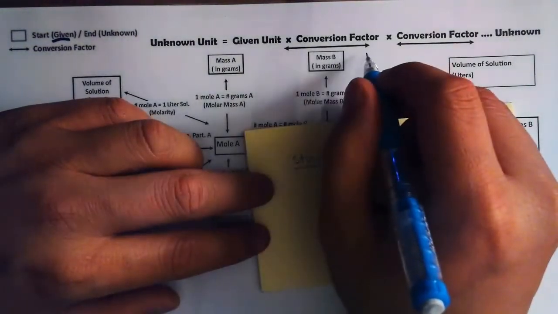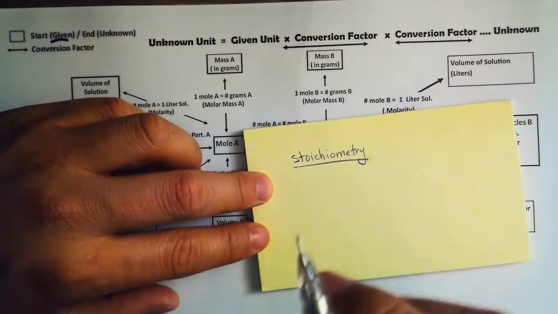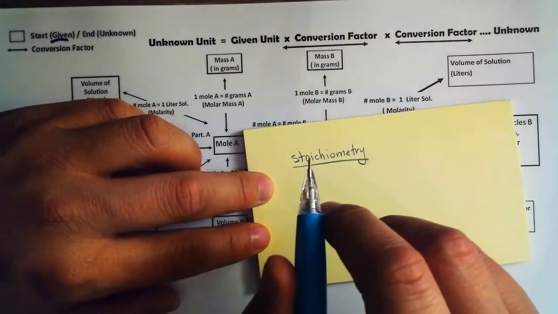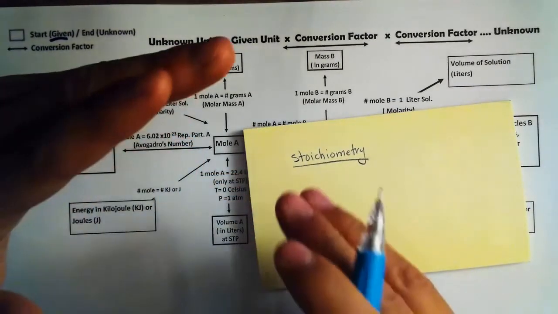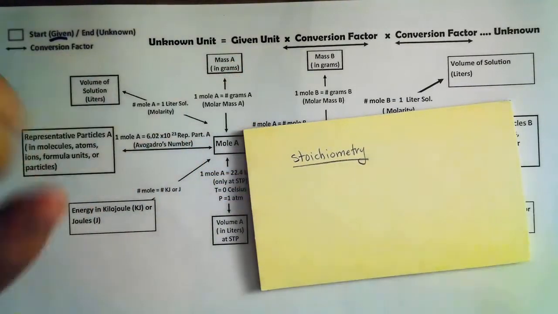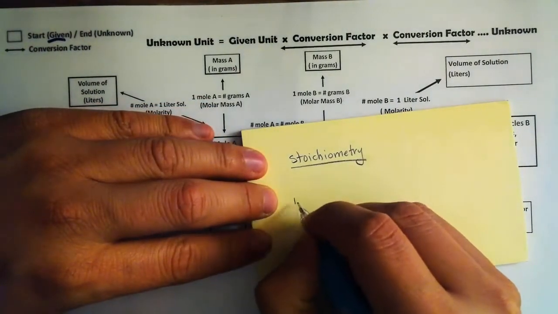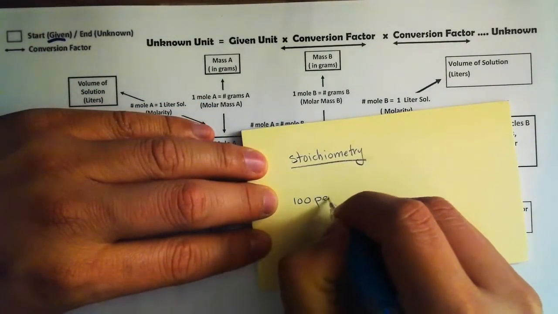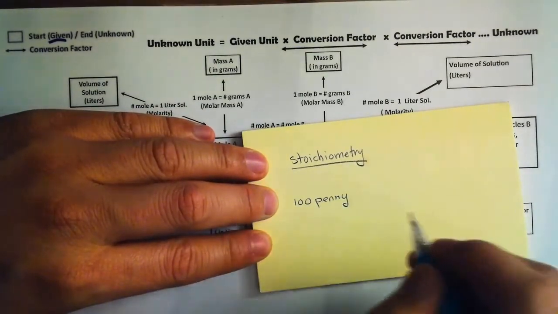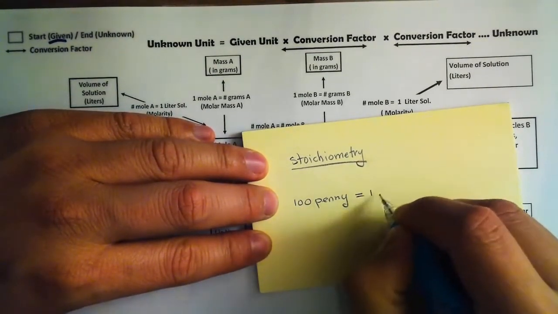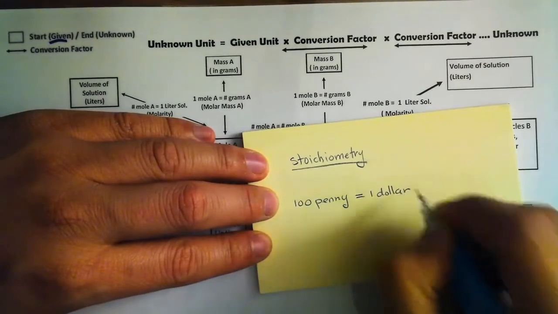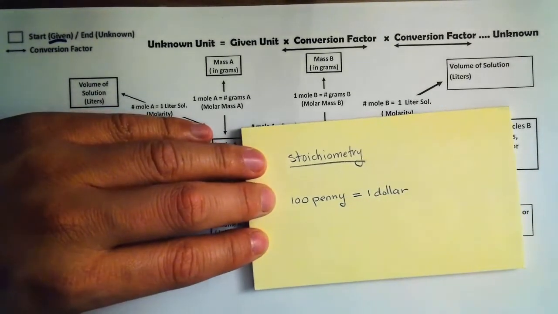What is a conversion factor? One of the most important things you need to realize is that a conversion factor is basically a ratio of two different measurements that are equal in terms of value. For example, we have 100 pennies relative to $1, and that is a very basic conversion factor.